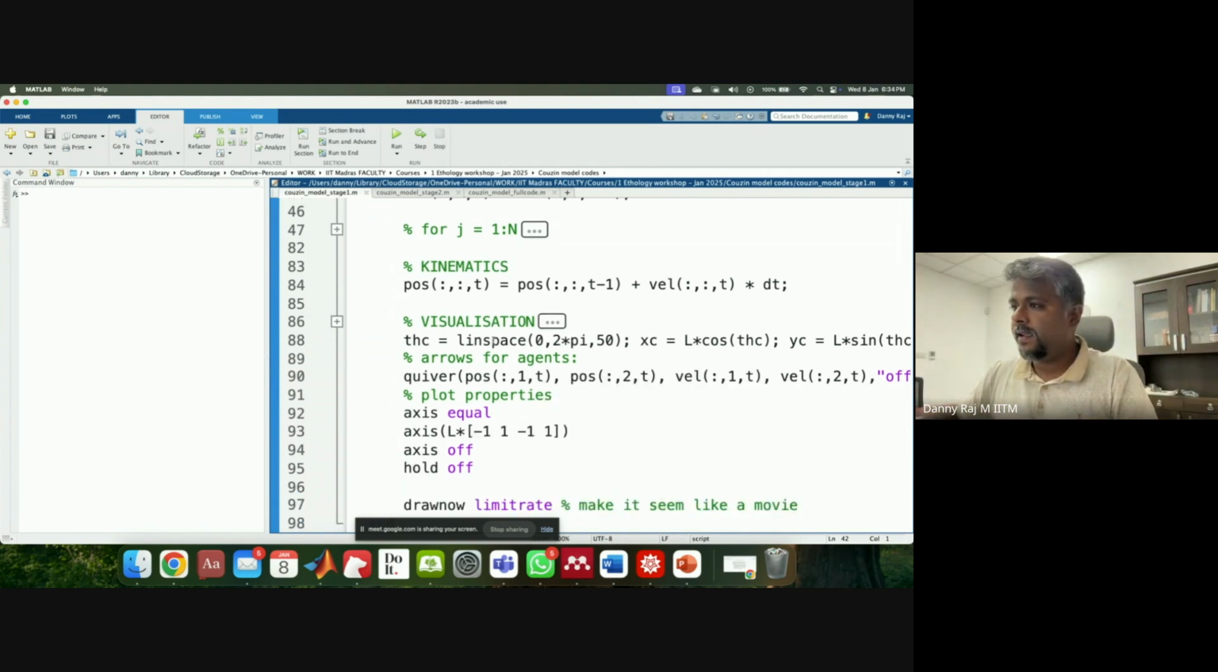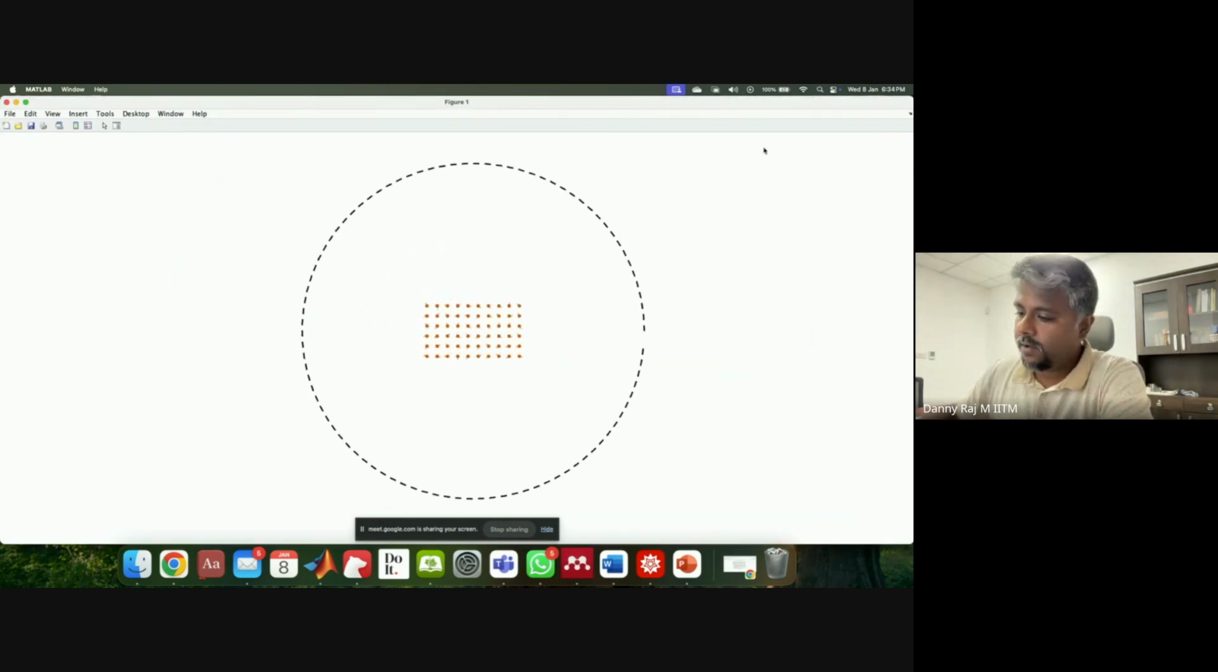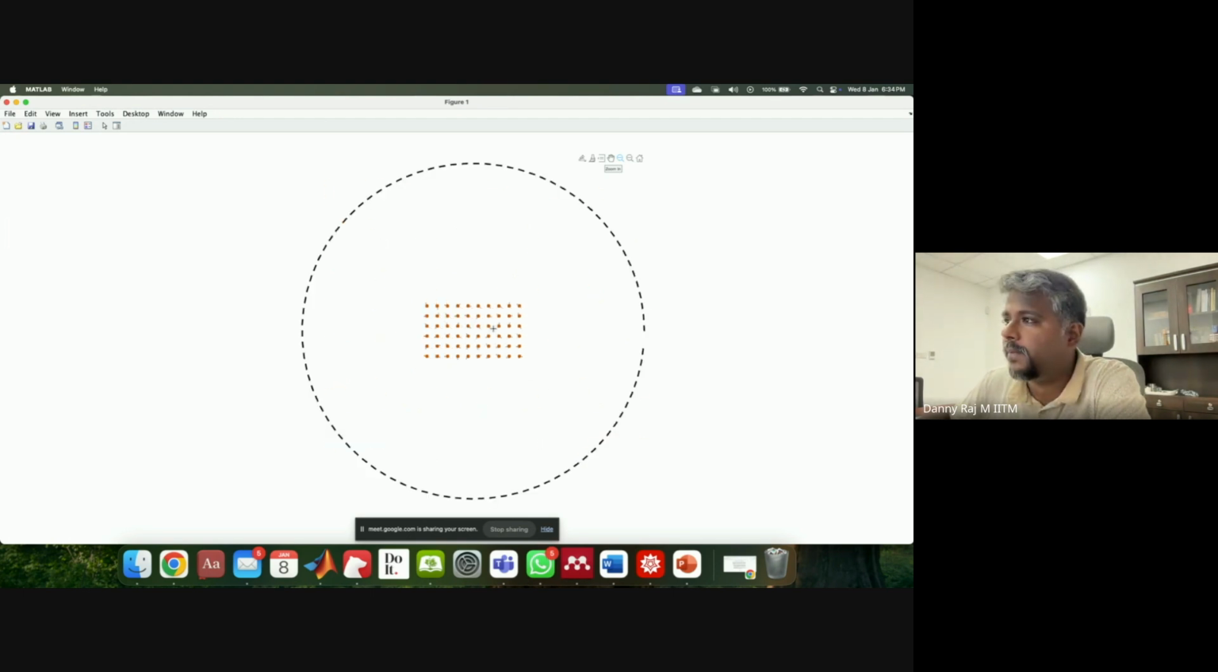Okay, and then I'm doing the same visualization plot along with one extra line that makes it seem like a movie. So let's run this. This is the initial configuration; it pauses because I've asked it to pause. The minute I press any key, it will start to go. You'll see they're all in a nice square lattice, but each one is in a different orientation, because I've said random orientations. All right, so now let's begin. I'm going to press a key.